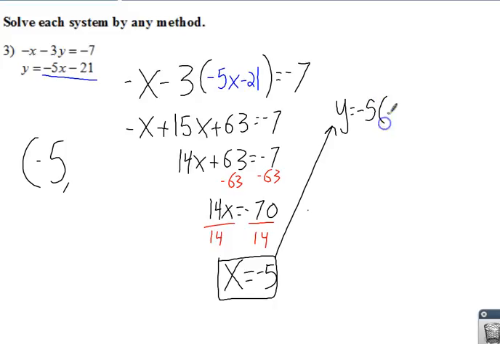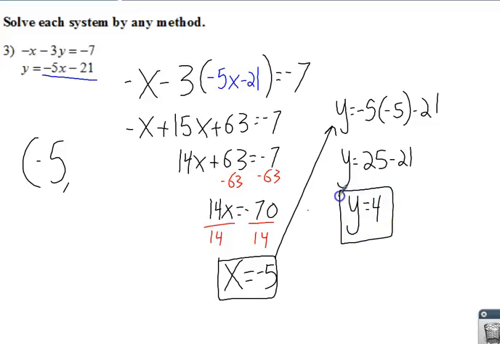Oh, what was x again? Oh, negative 5. Awesome. Minus 21. Y equals 25 minus 21. Y equals 4. There we go. Now, what's great about this is you could check these coordinates in both equations because they have to work in both of them. Alright, moving on.